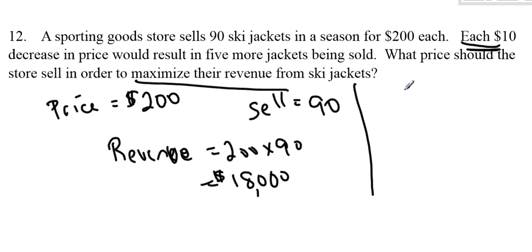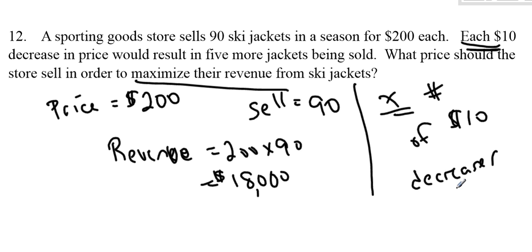And that's why we're going to introduce X. X is going to be the number of $10 price decreases. A little confusing here, because it's not the amount that I decrease, but rather the number of times I decrease by $10. And that's important because we know that for every $10 decrease, 5 jackets are sold. So we can't break the $10 up because we only know what happens with $10 decreases.